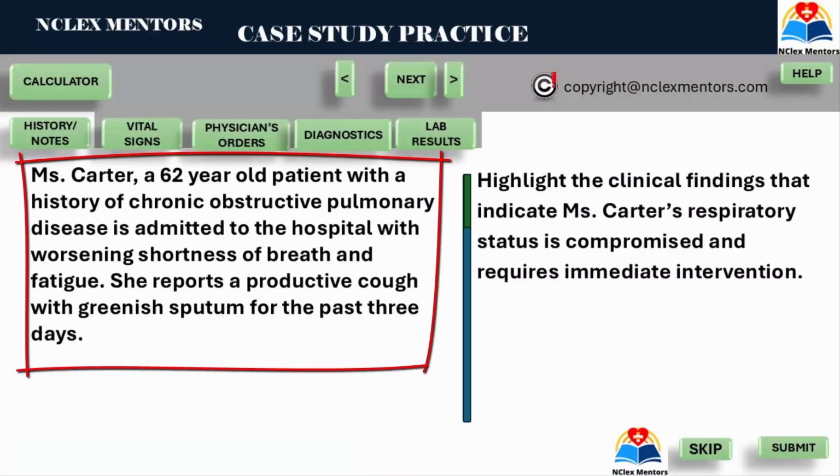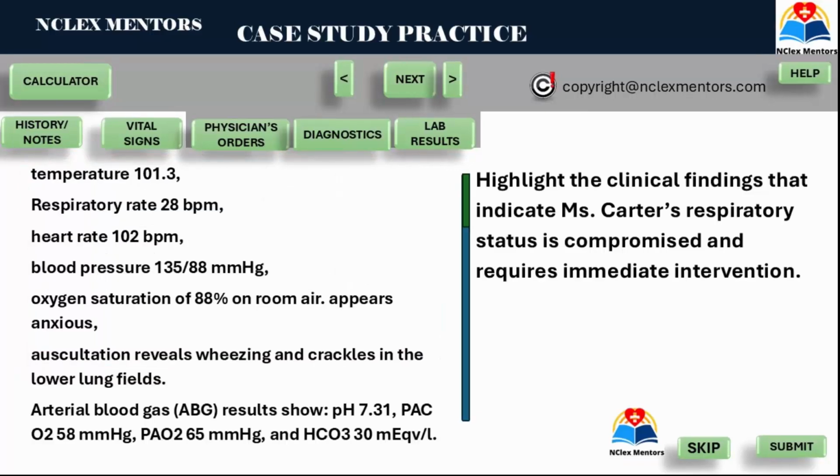Ms. Carter, a 62-year-old patient with a history of chronic obstructive pulmonary disease, is admitted to the hospital with worsening shortness of breath and fatigue. She reports a productive cough with greenish sputum for the past 3 days. On assessment, her vital signs are as follows: temperature 101.3 degrees, respiratory rate 28 breaths per minute, heart rate 102 beats per minute, blood pressure 135 by 88 mmHg, and oxygen saturation of 88% on room air. She appears anxious and auscultation reveals wheezing and crackles in the lower lung fields.